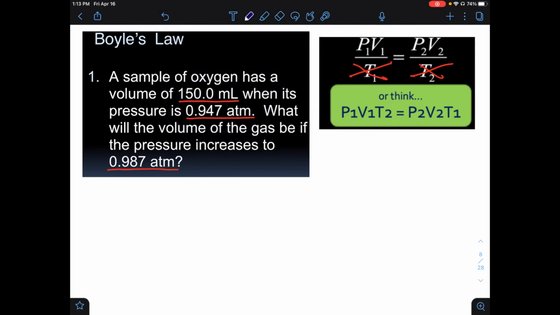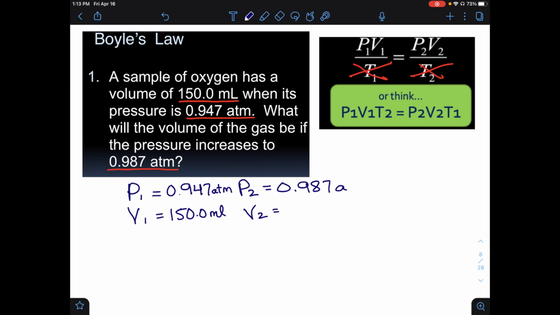So the first thing that we do is we collect our variables. P1 V1 equals P2 V2. Pressure 1, the initial pressure, is 0.947 atmospheres. The initial volume is 150.0 milliliters. The new pressure, the pressure is being increased to this. And then the question is, what is the new volume? So we can go ahead and use P1 V1 equals P2 V2.